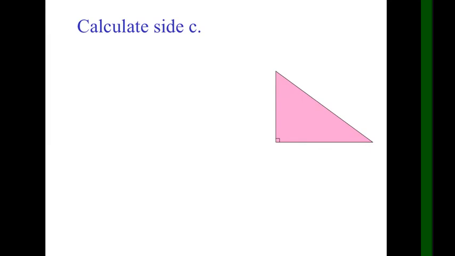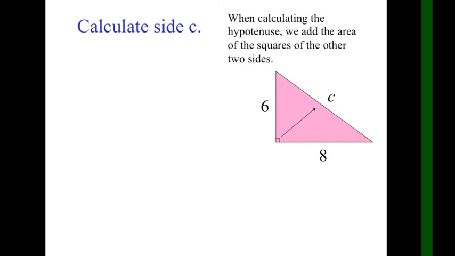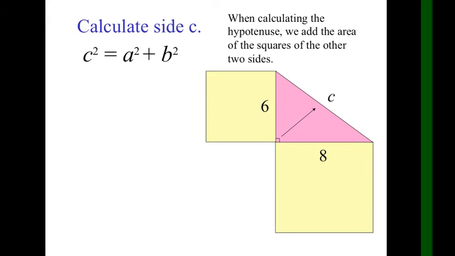So, calculate side C. Ayan. So, let's see, we have 6 and 8 for A and B. So, we will compute for C. We will use the formula c squared equals a squared plus b squared. When calculating the hypotenuse, we add the areas of the squares of the other two sides. So we have a squared plus b squared. So that is a squared, which is 8 squared, and b squared, which is 6 squared. So we have 64 plus 36. We will add the two.